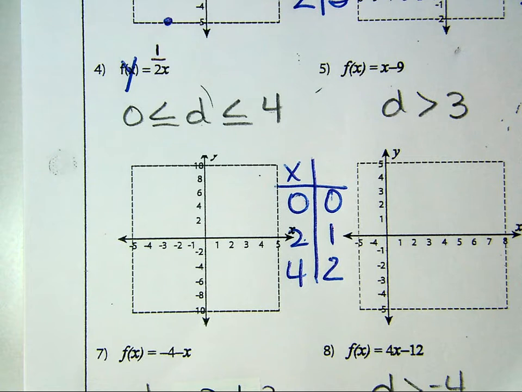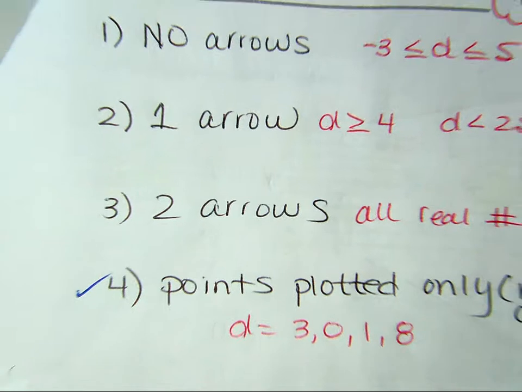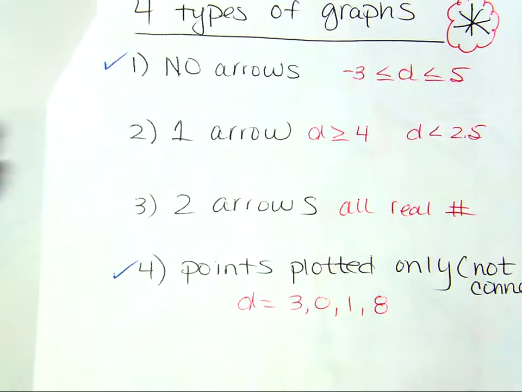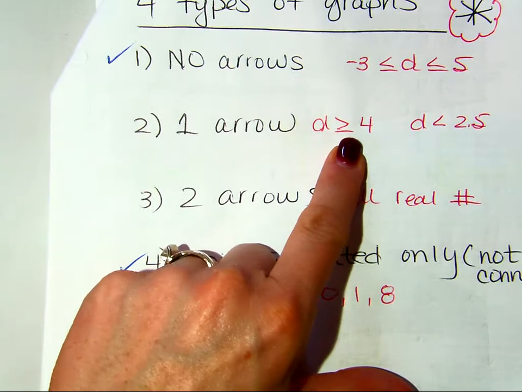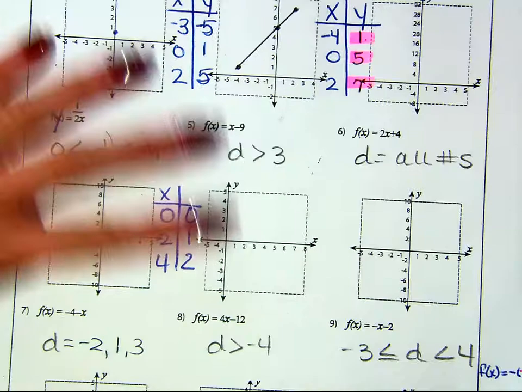We have 2 more to do. What if it's just points plotted? Then you don't connect them. What if it's a domain like that? Let's do this one next. So this one has 2 endpoints. This one only has 1 endpoint, and the other end goes on and on forever in the other direction. Let's take a look at number 5.